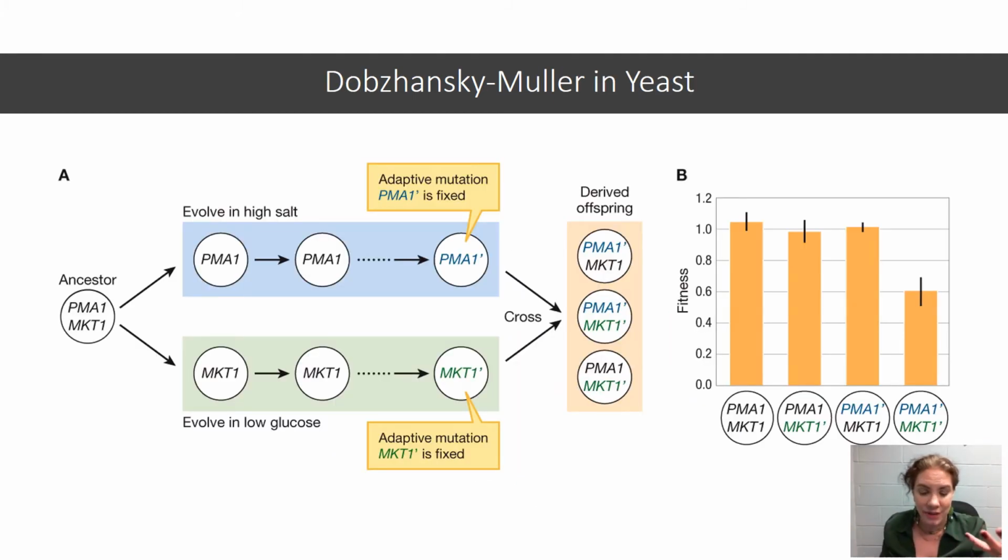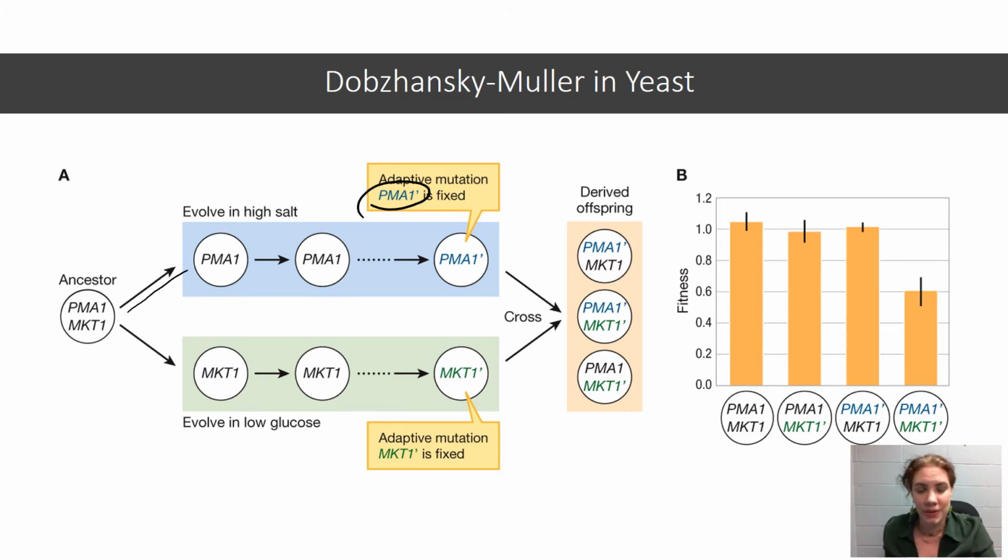So we actually have a good example of this that comes to us from yeast. They tested this, and the ancestral strain of yeast had 2 particular genes, PMA1 and MKT1. These were partially responsible for the ability to survive in different salt concentrations. So they took one group, the group with the PMA1 gene, and grew them in high salt concentrations, and over time they got a mutant version of PMA1 that they called PMA1 prime. Okay, the prime designates it's new, it's a mutant.